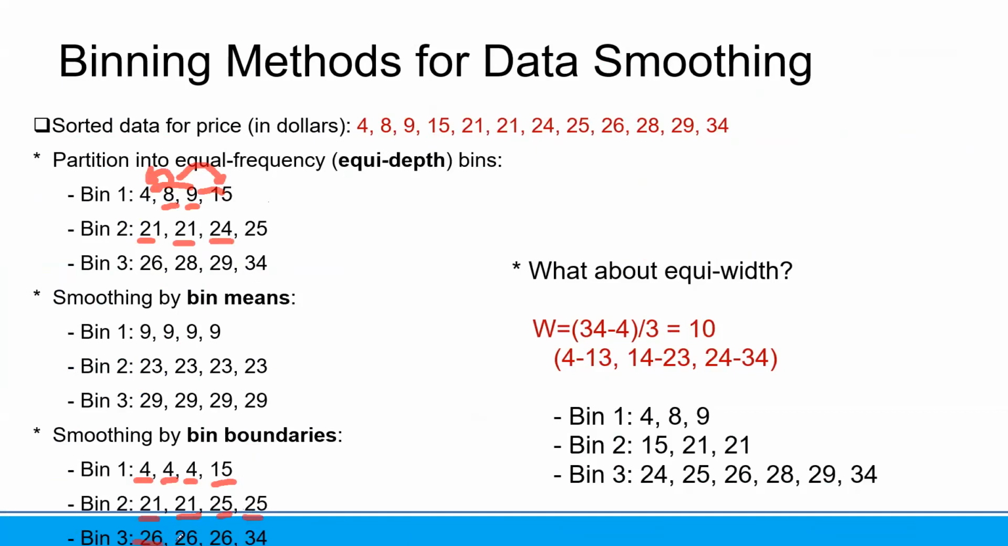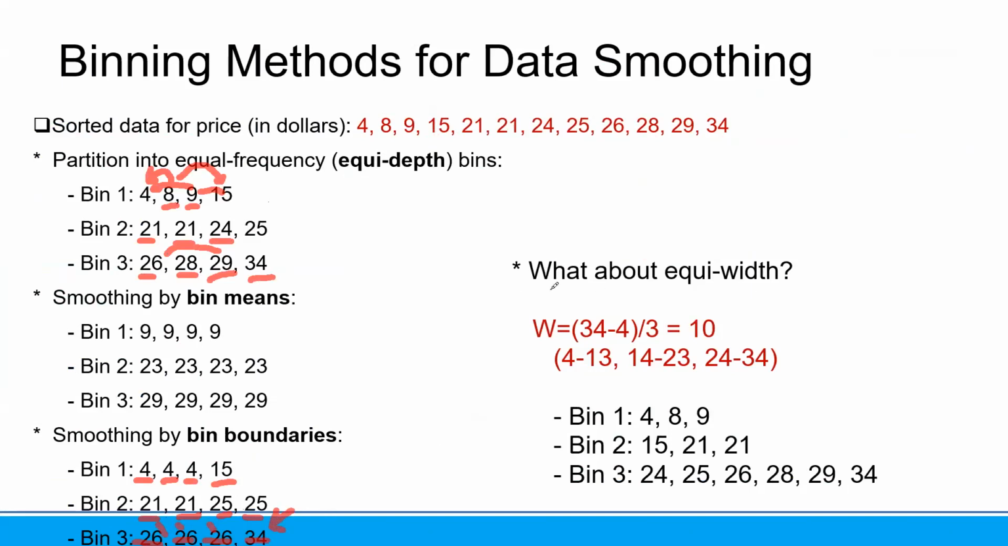We have 26, 26, 26, 34. 26 is the minimum. 28 is nearby the minimum. 29 is nearby the minimum. Then we have 26, 26, 26. And 34 is the maximum, so we just make it 34. Okay.